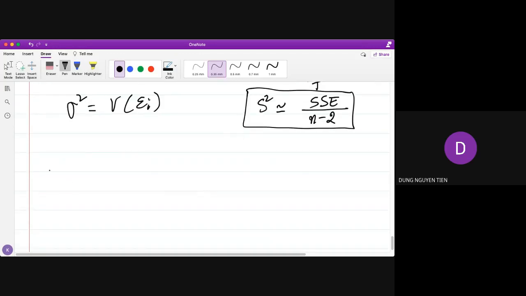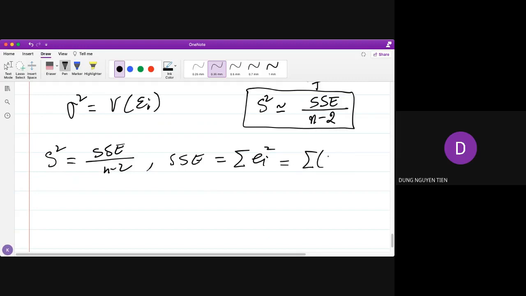All right. On the other hand, S square is simply the SSE divided by n minus 2, and SSE is the sum of EI square, and that is the sum of yi minus yi hat square. There is another way that you can use to estimate this sum, to estimate the SSE, by using the total sum of the deviations. So I want to introduce to you the sums of squares.